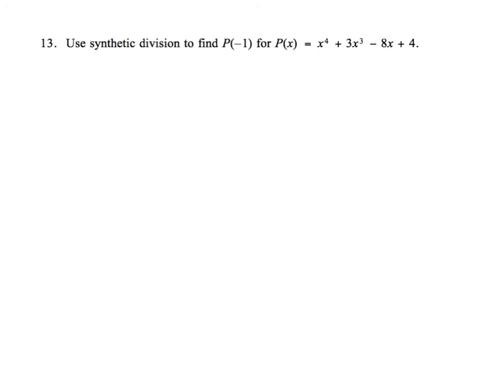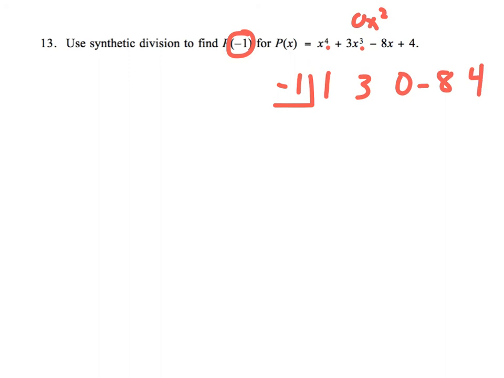One thing when you set it up, you're going to actually put negative 1 in the box. Negative 1. And then if I look, I have x to the 4th, 3x cubed. I do not have an x squared, so that's the same as 0x squared. So when I set it up, we're going to do 1, 3, 0, negative 8, and 4. You have to add in that placeholder.